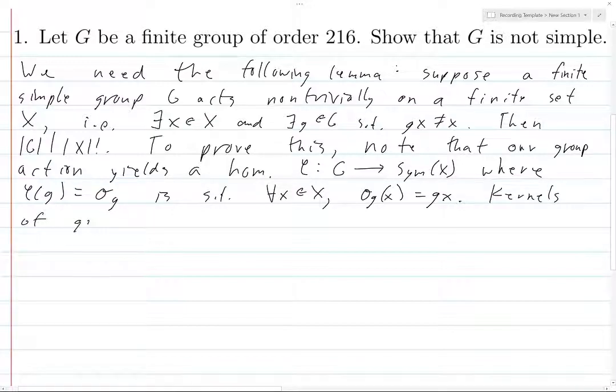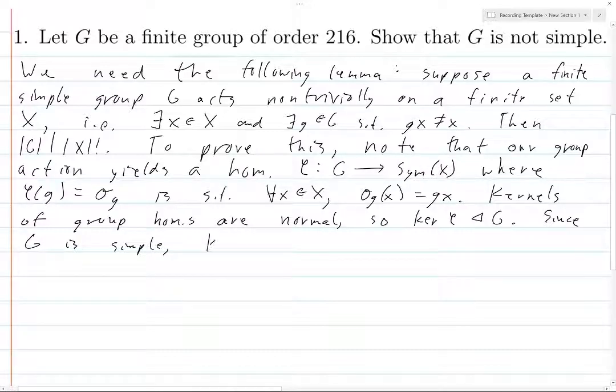Kernels of group homomorphisms are normal subgroups of whatever the original group is. So the kernel of phi is a normal subgroup. This is normal in G. Since G is simple, the kernel of phi is equal to either e or G.